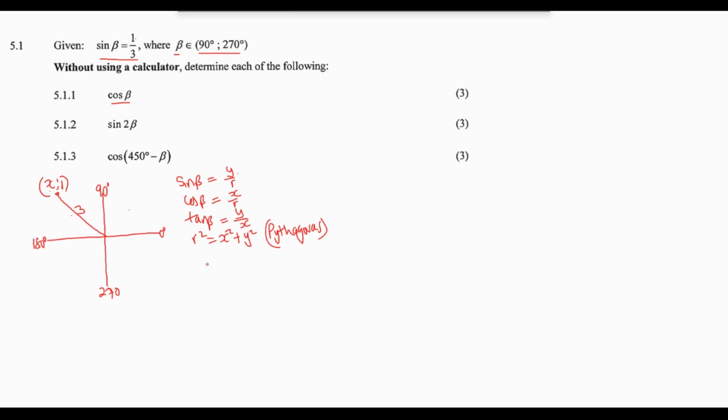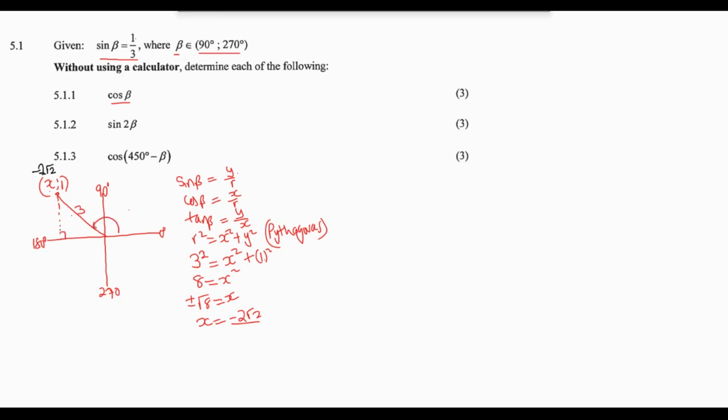So let's find x. r is 3, so 3 squared is equal to x squared plus y squared, which is 1 squared. 3 squared is 9. 9 minus 1 is 8. So 8 is equal to x squared. You can square root both sides, and then positive or negative square root of 8 is equal to x. Since x is negative in the second quadrant, x is equal to negative root 8. Negative root 8 is negative 2 root 2. So our x here is negative 2 root 2.